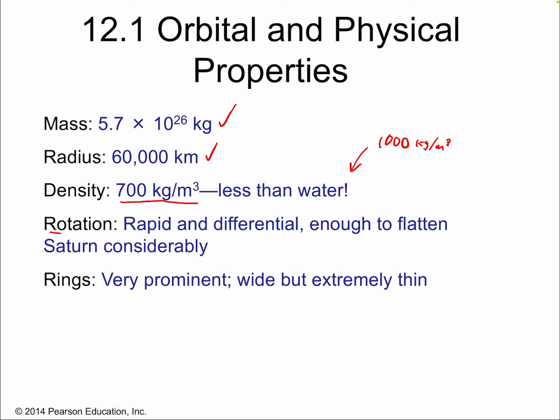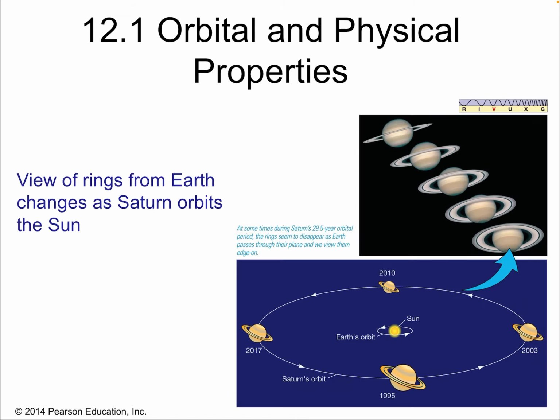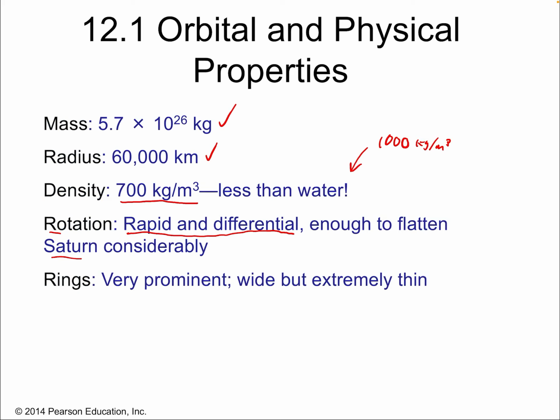What about its rotation? It has rapid and differential rotation. We saw the same thing with Jupiter. In fact, all the Jovian worlds, including Uranus and Neptune, have very fast rotation around their axes. And it is enough to significantly flatten Saturn because its upper surfaces are so gaseous, there's a noticeable elongation. It's wider along the rotational equator than it is around the poles. It really stretched out because it's spinning so fast.